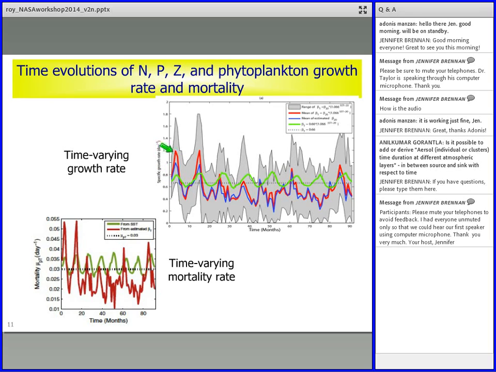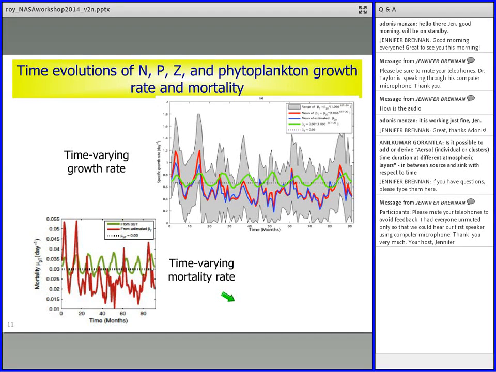The red curve shows the actual estimated values, compared with the dotted line, which is the fixed value. And the gray area shows the range of estimation. Clearly we see the estimated series is very different from the constant series and very different from a periodic input obtained from equations based on sea surface temperature. And same thing for mortality. The red curve is very different from any fixed or predefined values.